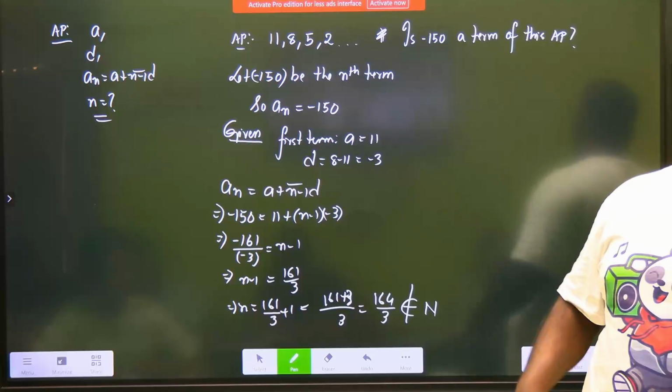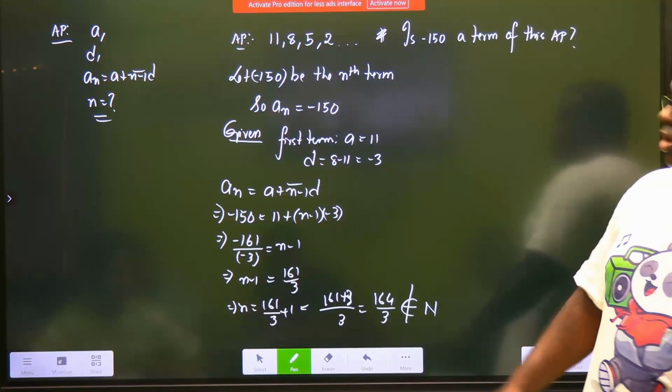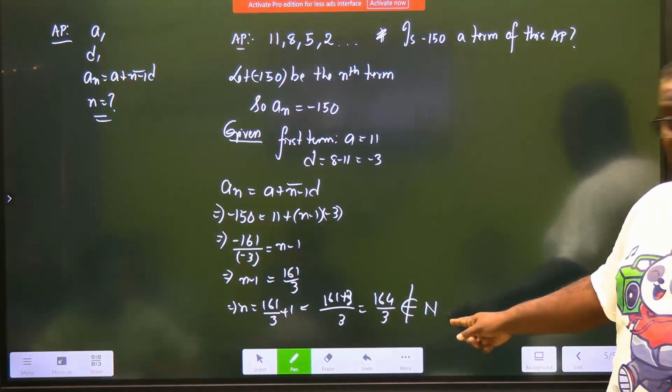His roll number came out 37.26. That means that is wrong. So our assumption is wrong. 150 does not belong to N. After this you do not have to solve further. You have to write your statement.